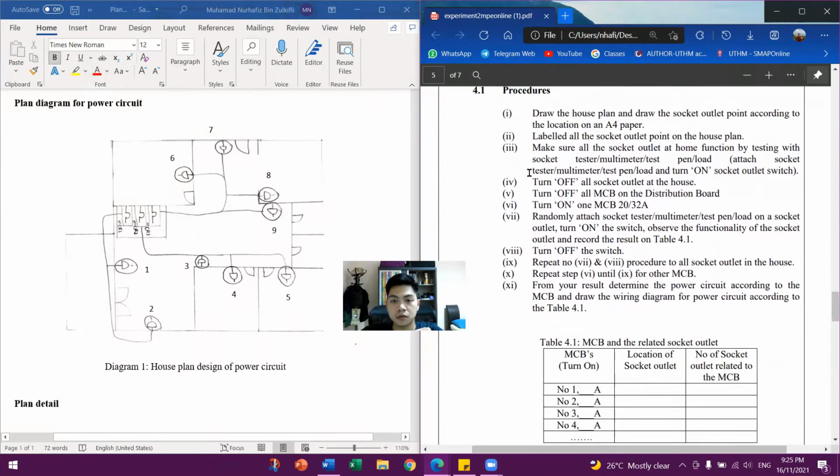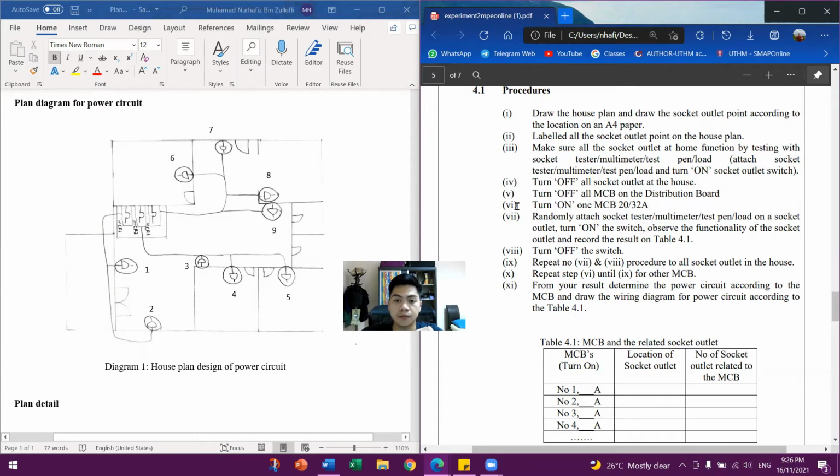So in this experiment, firstly, I will make sure all of the sockets in this house are functional by testing using a multimeter or a test pen to make sure there is power or current flowing in them. After that, we turn off all the sockets in the house and then turn off the MCB for the next step.